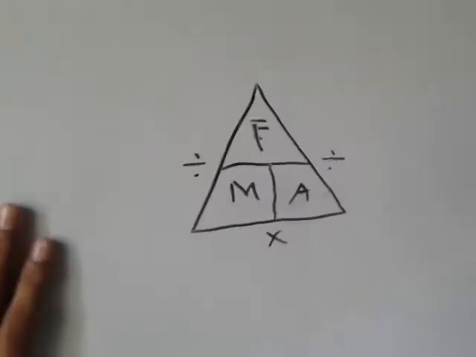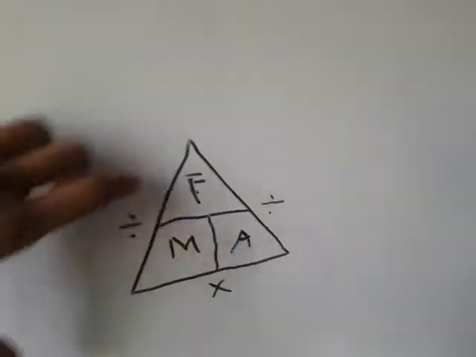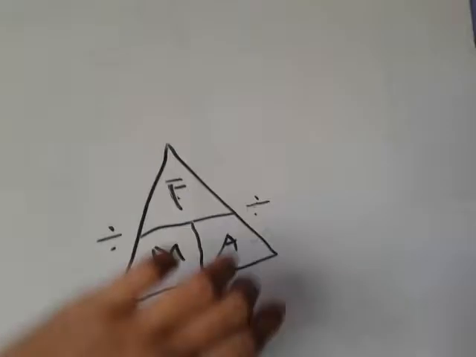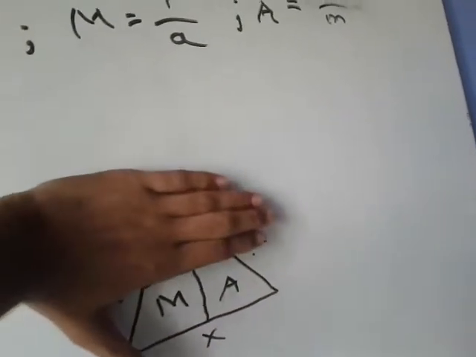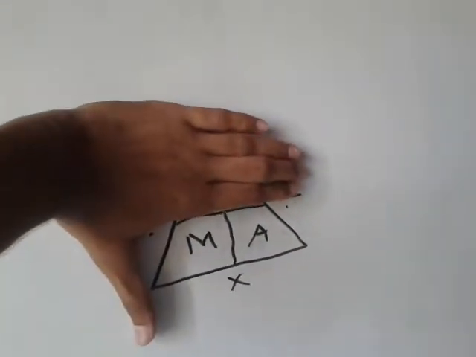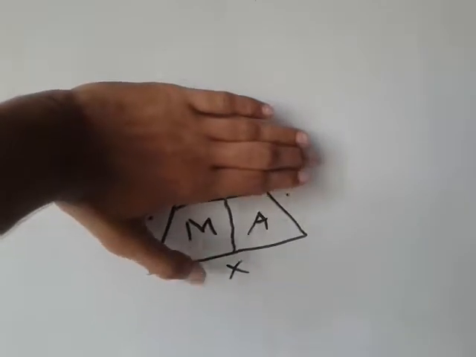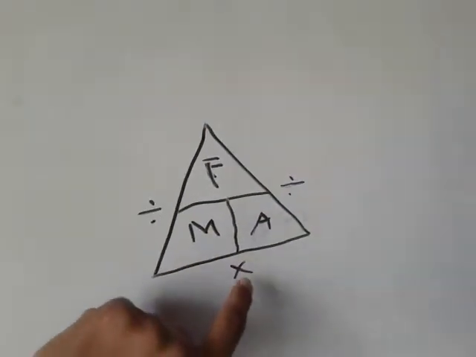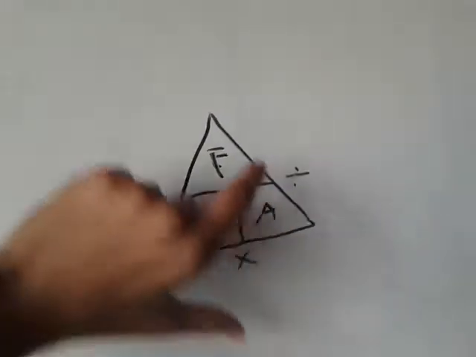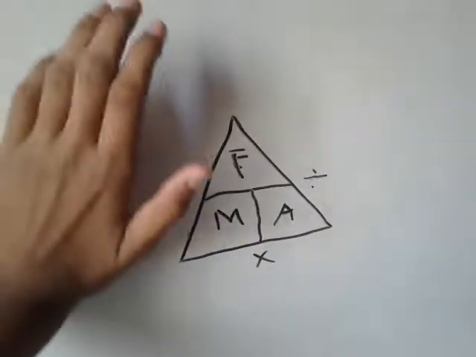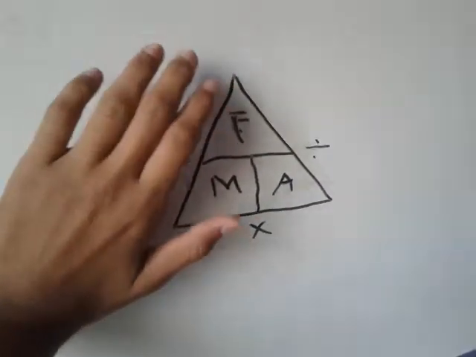If you want to find the force, what will you do? You have the mass and acceleration, so you will hide the force. Below that are mass and acceleration; mass times acceleration gives you the force. This is how you get the force.